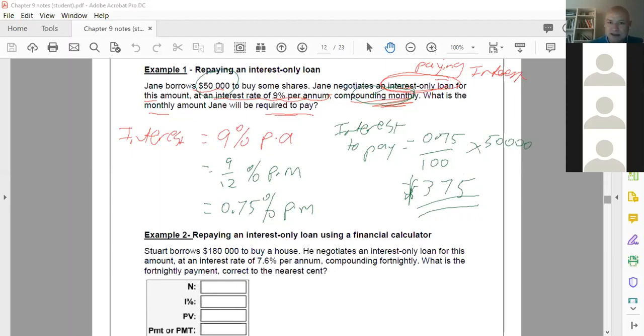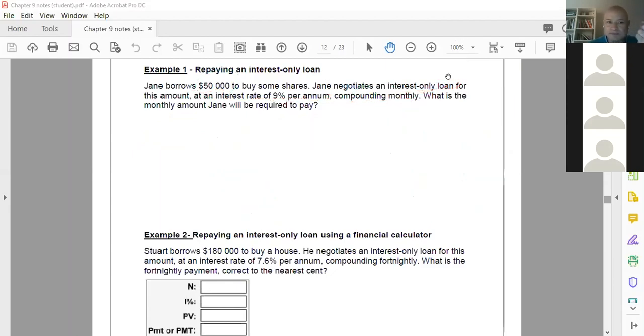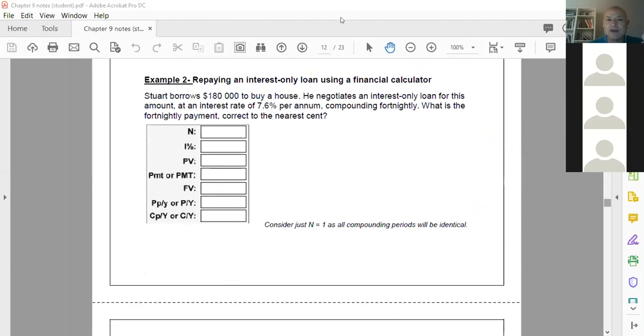Okay, let's clear this. Okay, now we're going to do it on the calculator. Okay, this is $180,000 to buy a house. Where does that $180,000 go?